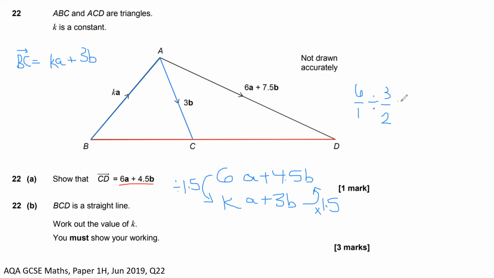Now, hopefully you remember about dividing fractions. The way to do it is to turn the second one over and then multiply them. So if we do 6 divided by 1 times by, flip this one here, 2 over 3, what we'll end up with, we multiply this, is 12 over 3, which is equal to 4. And therefore, from that, we know that K is 4.